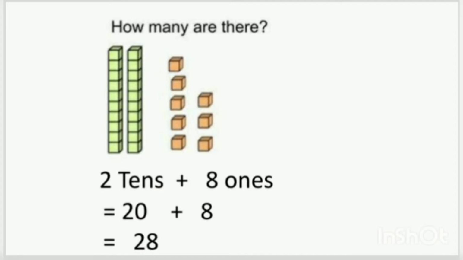Oh, now see this picture. Here, this is also a combination of tens and ones. You can see 2 stacks of tens are given. So you can count it as 20. And how many ones are given? Here you can count as 8 ones, right? So 20 plus 8 is equal to 28.